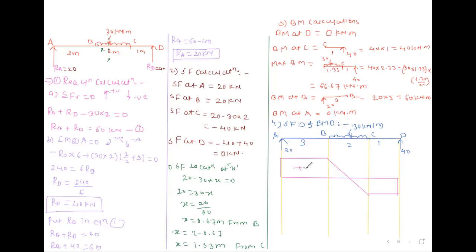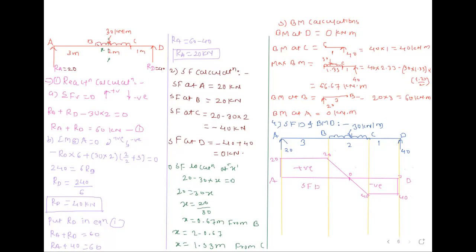This is positive, this is negative. Here A point, here D point. This is 20, here also 20. At this point, shear force is 0. Here the value is 40, here also 40. And here 0. This is the shear force diagram.